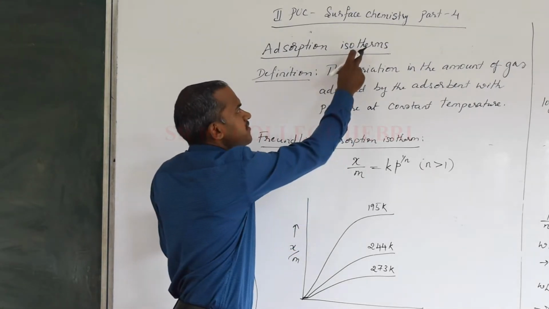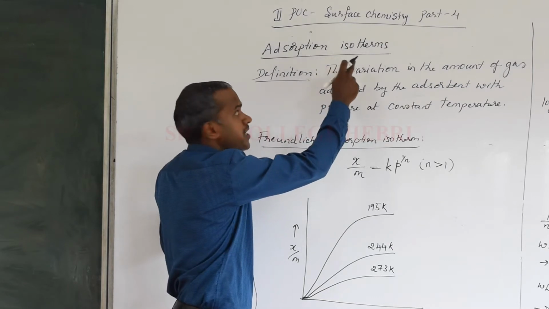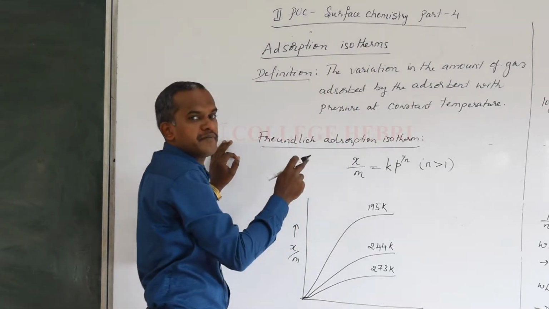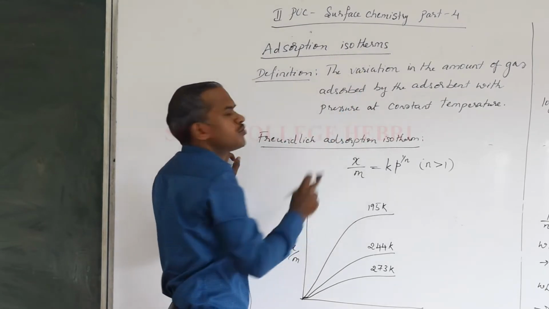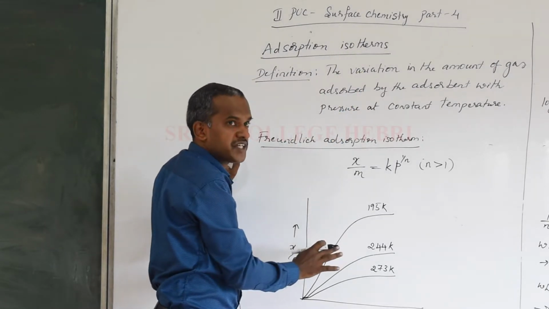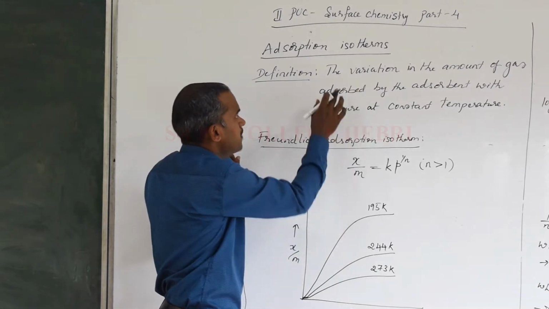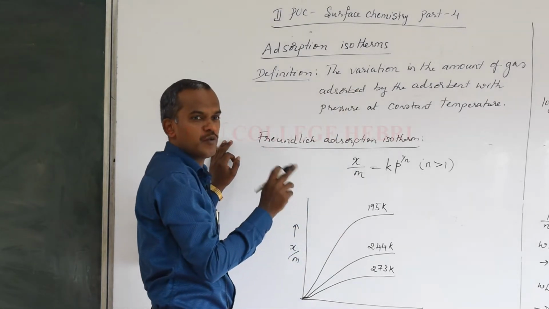You already studied in the first year. Iso means same, thermal means temperature. Suppose accumulation takes place at constant temperature, it is called isotherm. We are graphically representing. Before I go to that, let me tell you the definition. It may be asked for 1 mark.